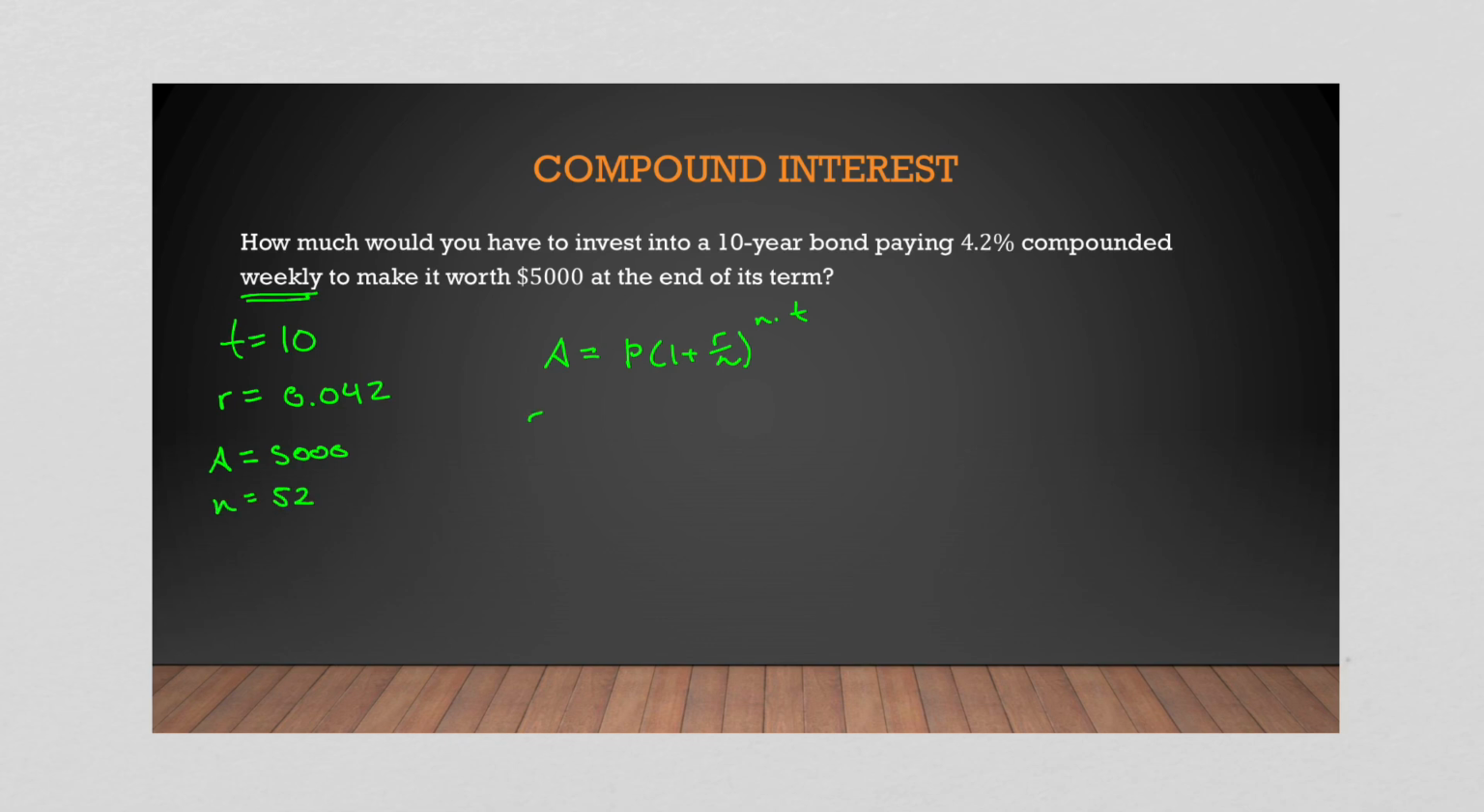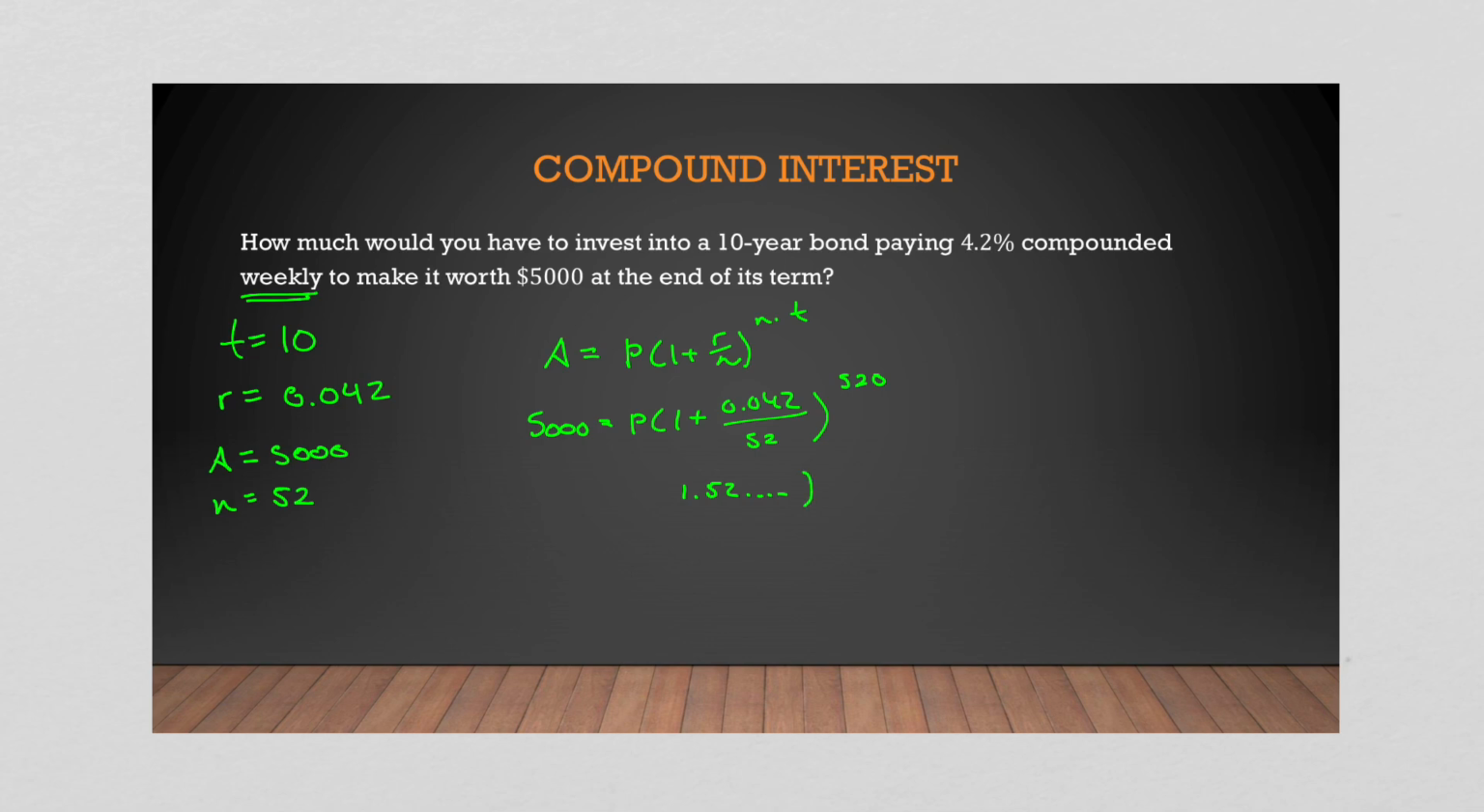So if we throw this in, we get 5,000 is equal to P times 1 plus 0.042 divided by 52, all to the power of 52 times 10. So again, my first step would be to change that 52 times 10 to 520. And now I'm going to go 0.042 and divide it by 52. What that does is take your annual percentage rate and divide it into the percentage per compounding period, which is a small percentage, but it's happening more often. Then we're going to add 1, and then put that to the power of 520. And in this case, you get a value that's 1.52 and so on.